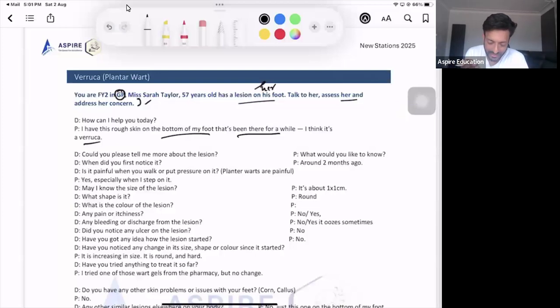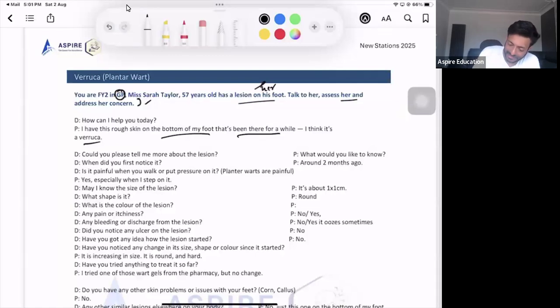So the patient has got this skin tag or rough skin on the bottom of the foot. What you'll do is elaborate a bit more. Tell me a bit more about it. When did you notice it? Is it painful or not? What's the size of it? Is there any itching, any pain, change in the color, any bleeding, any discharge? All those questions you need to ask, right?